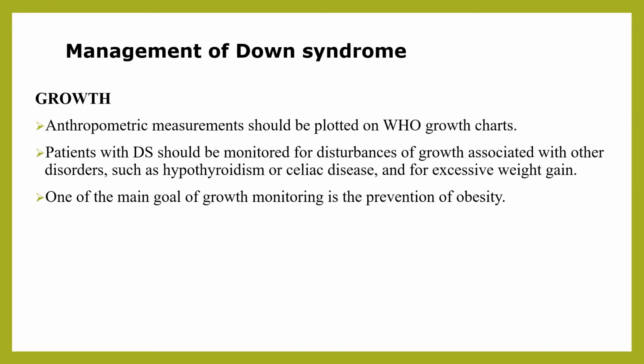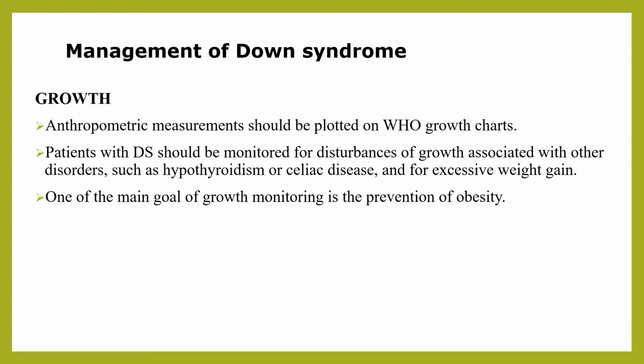When we speak of management of Down syndrome, that means we should manage the complications of Down syndrome. The first one is growth. Anthropometric measurements should be plotted on standard curves, such as growth curves for patients with Down syndrome, and patients should be monitored for disturbance of growth associated with other disorders such as hypothyroidism or celiac disease, or for possible excessive weight gain. Obesity prevention is very important.